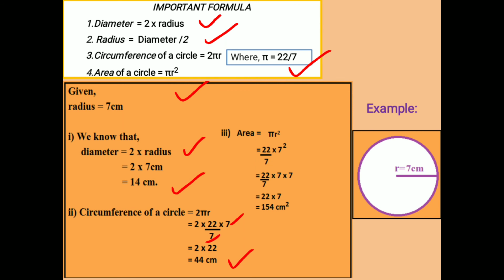And area, we have the formula pi r square. R square means r into r, so 7 square means 7 into 7. Then one of the 7 from the numerator and one from the denominator gets cancelled, and finally after simplification we will get 154 centimeter square as the area of this circle.